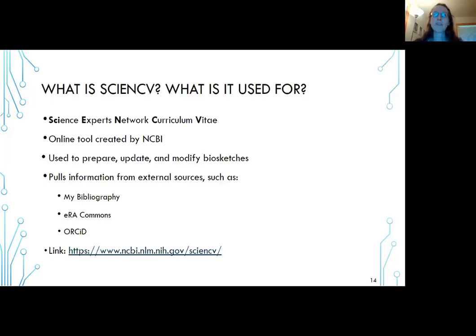SciENcv allows you to pull information from external sources. This would be My Bibliography, which we already talked about, eRA Commons, and also ORCID. If anyone's not familiar with ORCID, this is basically a unique identifier for researchers to ensure that one's professional activities are attributed to the right person. If you connect your ORCID profile, SciENcv would pull information from that professional profile in ORCID. I want to mention again that the library does have expertise, experience and resources for all of these external sources, ORCID included. So if you have any questions after the fact about ORCID, My Bibliography, etc., don't hesitate to reach out to the Tubman Health Sciences Library.